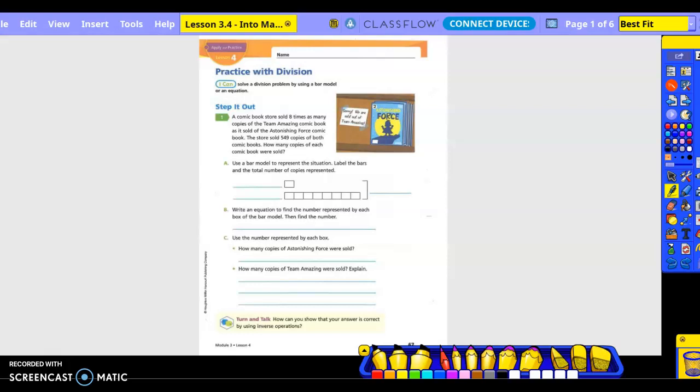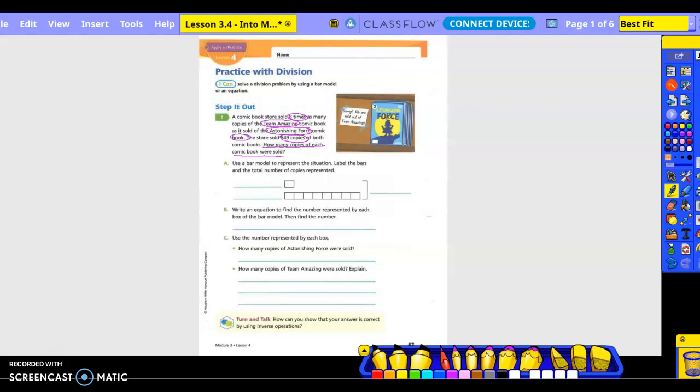A comic book store sold 8 times as many copies of the Team Amazing comic book as it sold of the Astonishing Force comic book. The store sold 549 copies of both comic books. How many copies of each comic book were sold? So there was 8 times more of the Team Amazing than the Astonishing Force book, and then there were 549 copies sold. They're figuring out how many copies of each comic book were sold, or that's what they want.